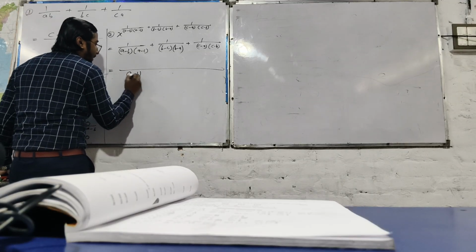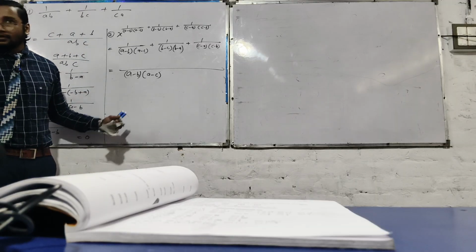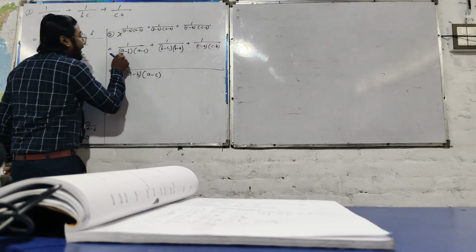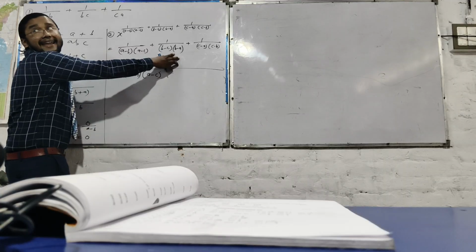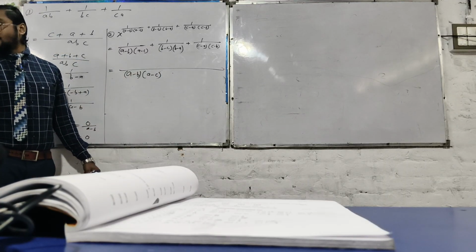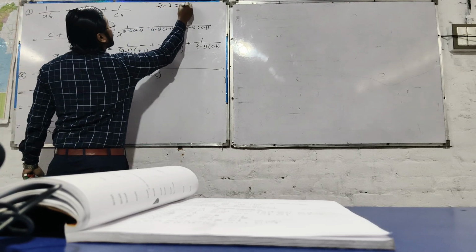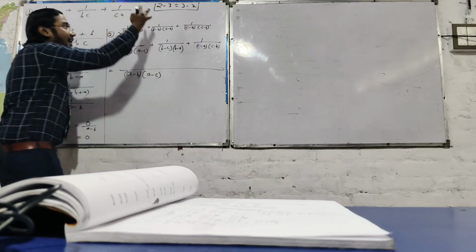Sir, A minus B, right or wrong? And A minus C, right or wrong? Bhai, A minus B is not equal to B minus A. They are two different things, because subtraction is not commutative, right? 2 minus 3 is not equal to 3 minus 2. Yaar, since our childhood, we know that.